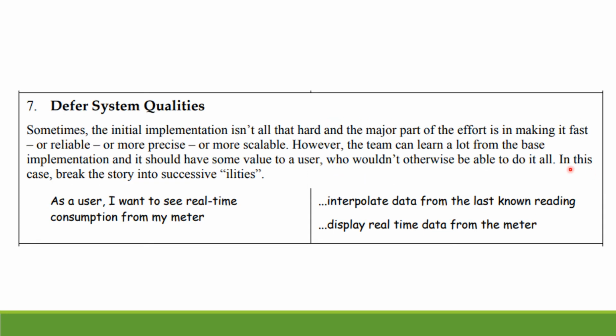Different system qualities. That's another way of splitting the stories. As a user, I want to see real-time consumption for my meter, right? How can I split this? I mean, different system qualities, right? Sometimes the initial information isn't that hard, and the major part of the effort is making it fast. It's more scalable, actually. So you try to differ the system qualities, right? As a user, I want to see real-time consumption for my meter is the bigger story. How am I splitting it?